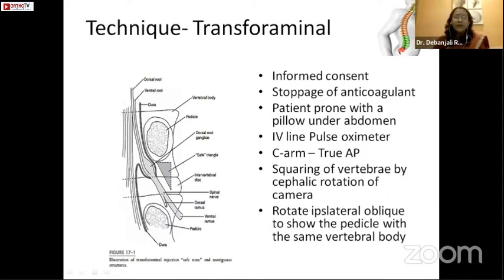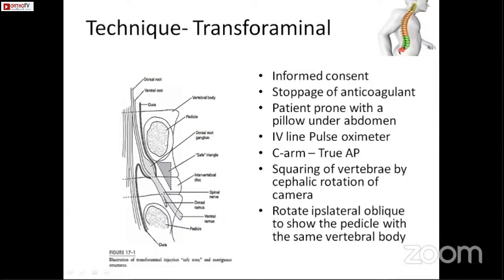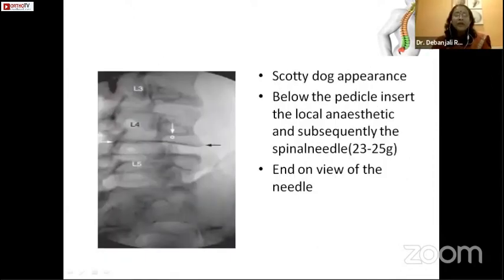And then we will rotate the C arm in the ipsilateral oblique view to superimpose the transverse process with the vertebral body so that we can see the pedicle, because our target is the Scotty dog. And below the pedicle, at the 6 o'clock position, we would first insert the local anesthetic and subsequently the spinal needle. And we will enter the needle with the end on view with the camera of the C arm.